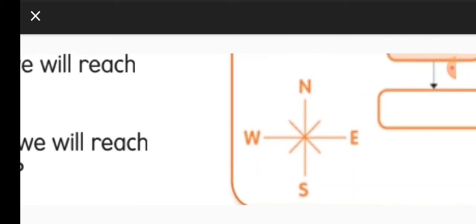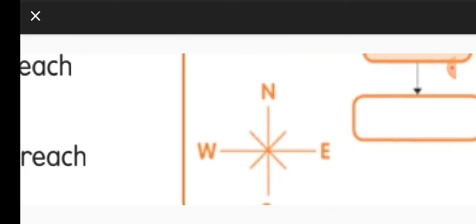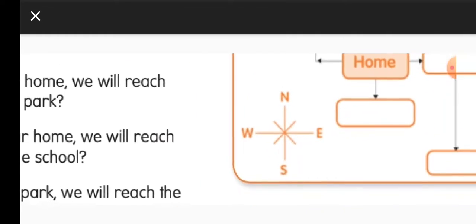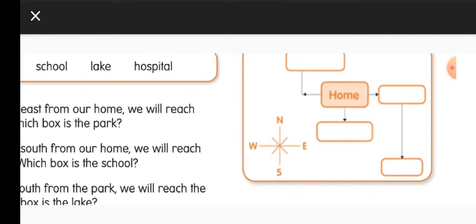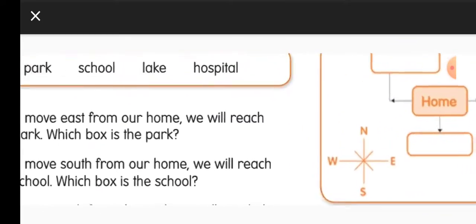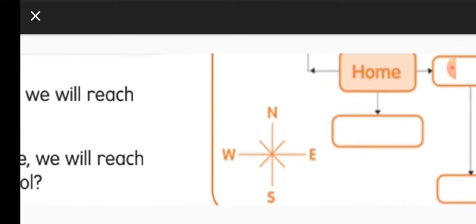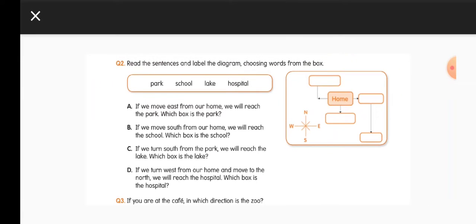NSEW, these are very important. Looking at these directions, you move accordingly. So this will help you to find out where north, east, south, west are there in this picture, right? So if we move south from our home, then you will find the school. So in this box you are going to write SCHOOL, school, right? School is at the bottom, okay, below, right?